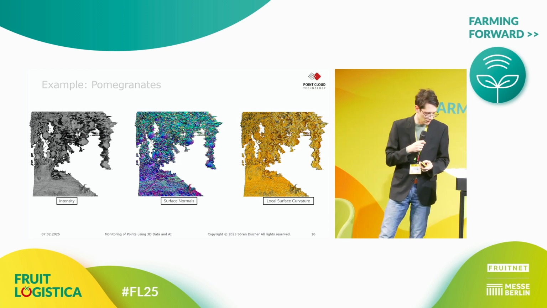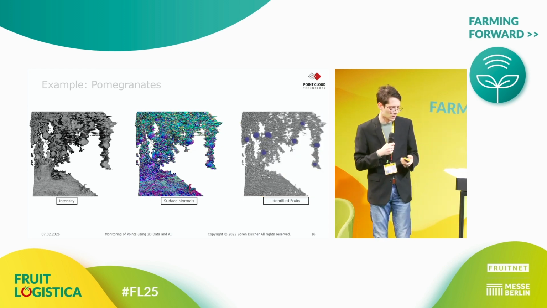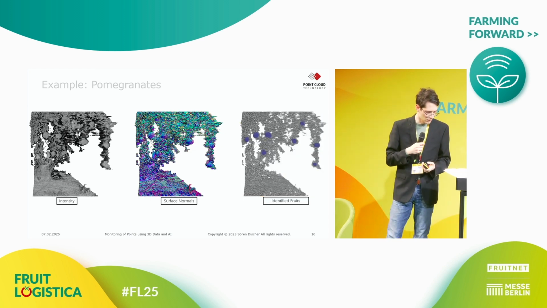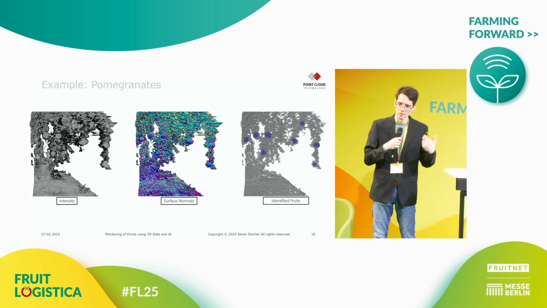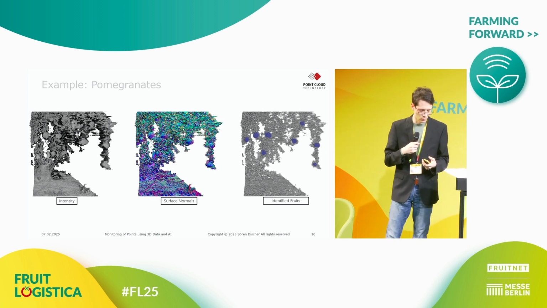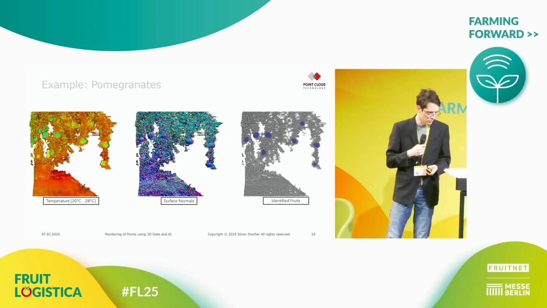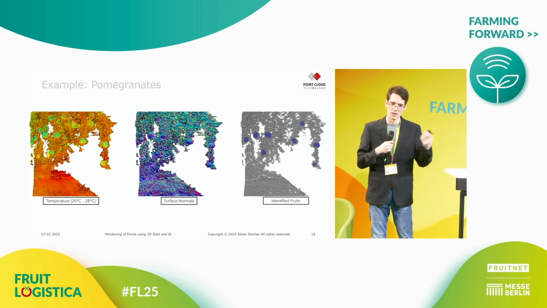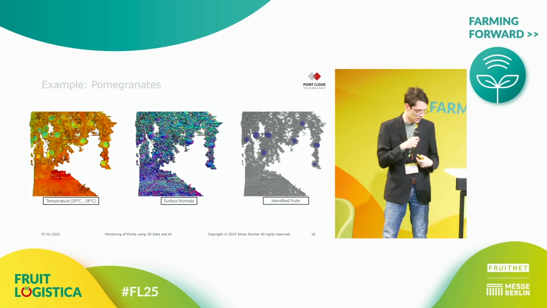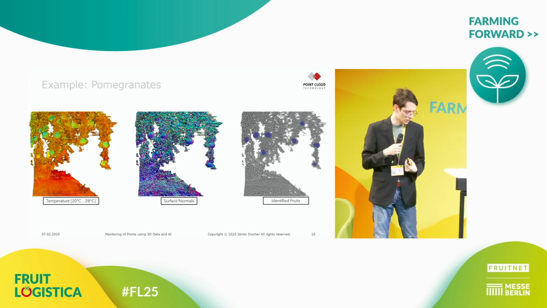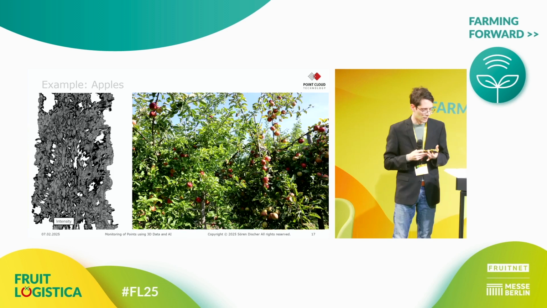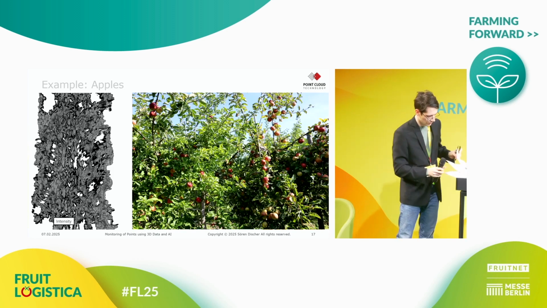And when we now colorize based on the semantic segmentation, we can see that the majority of visible pomegranates within a tree were identified correctly. Right, and when we now map the temperature data onto the point cloud, we can also see that, at least in this example, there's a clearly visible temperature difference wherever foods are located.